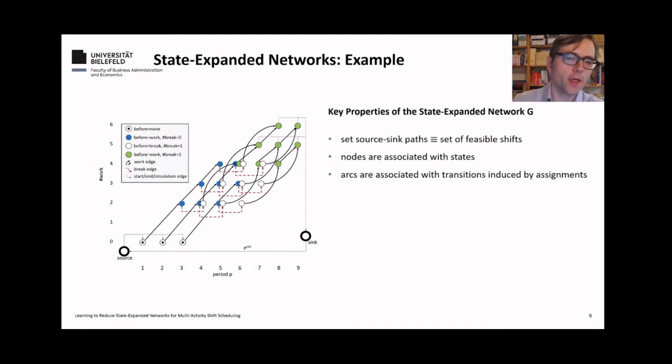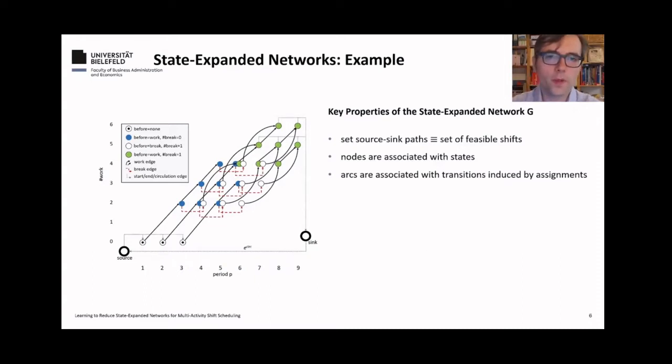On this slide, you find an example for such a state-expanded network, which can be used for encoding the simplified shift scheduling problem presented on one of the first slides. The central property of this network is that the set of paths in this network from the source to the sink node is equivalent to the set of feasible shifts. That means that every feasible shift is represented as a path in the network, and at the same time every path represented in the network can be mapped to a feasible shift.